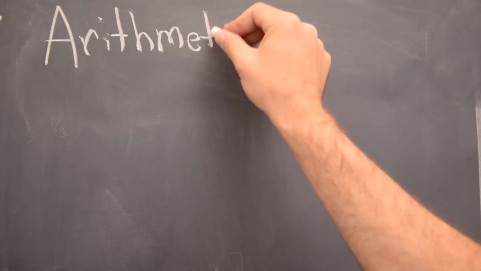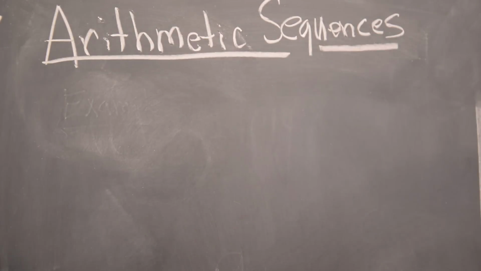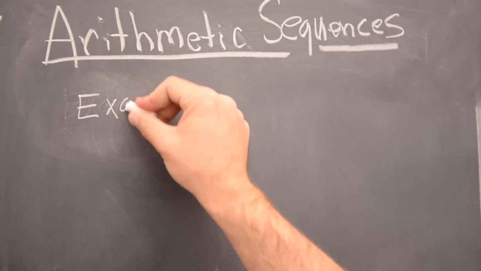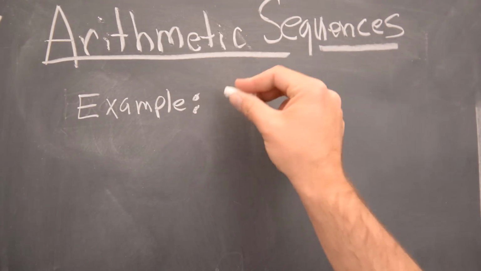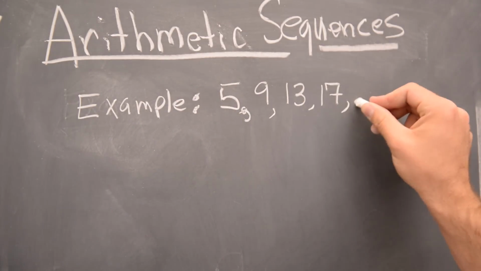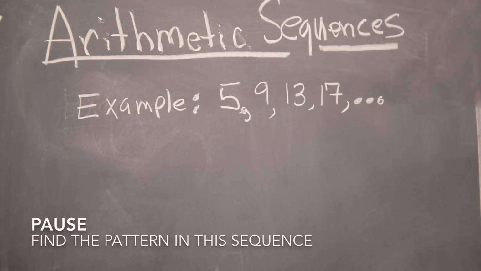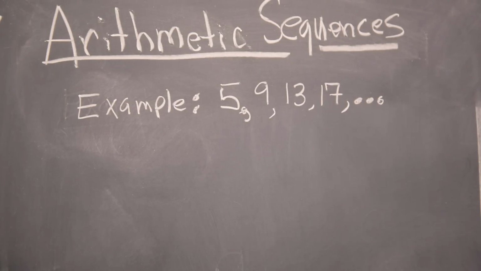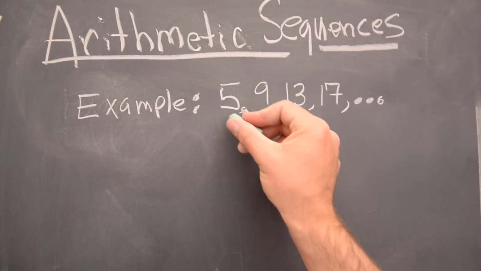An arithmetic sequence is a particular type of sequence. To build our understanding of arithmetic sequences, we start with an example. 5, 9, 13, 17, and so on. Can you see the pattern in this sequence? Here, we are adding 4 to get from one term to the next.